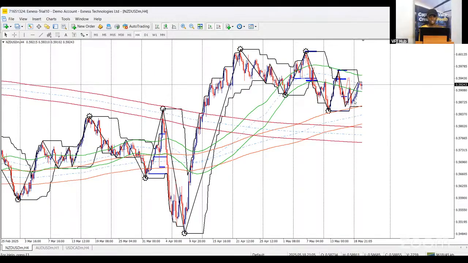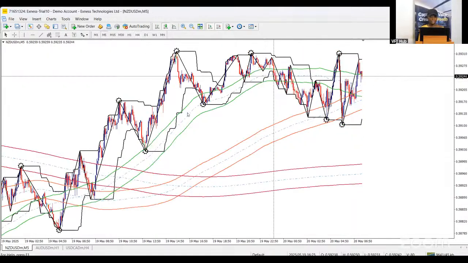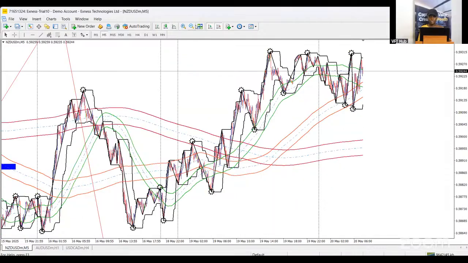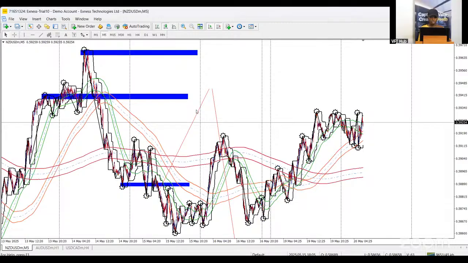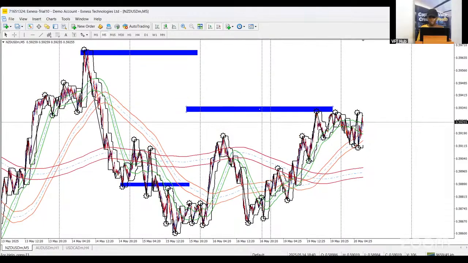Since H4 and H1 are not as clear as we prefer, I would now decide to go on the M5 to mark out certain points of interest that would help me have a clearer picture of what price could do. Let me go ahead and take out last week's diagram. It has already played out. So I'll just go ahead and delete that and mark out today's points of interest.